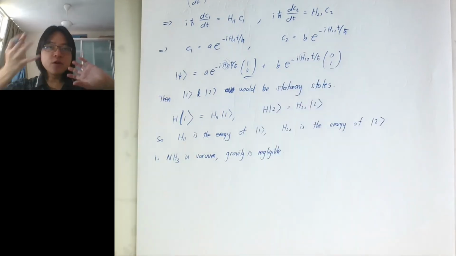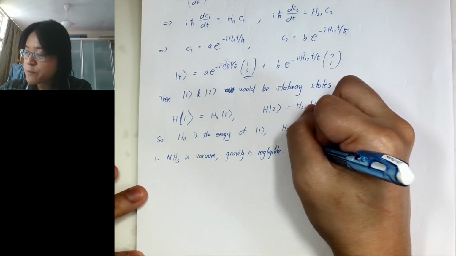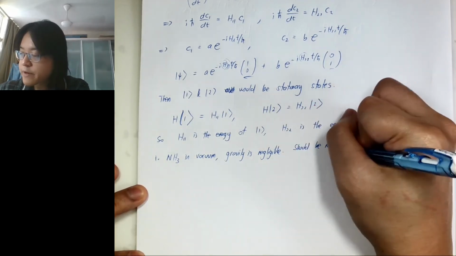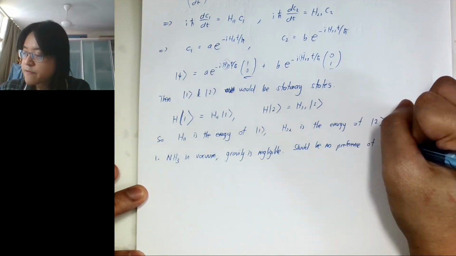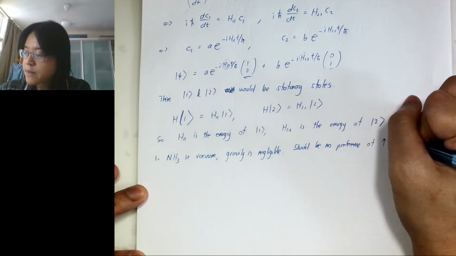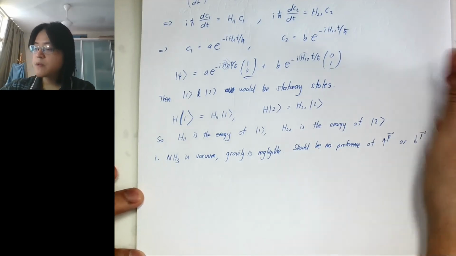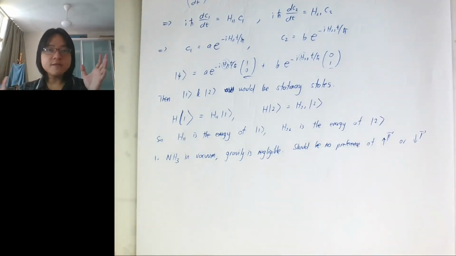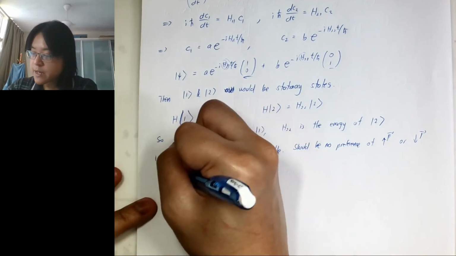So there should be no difference between up or down, right? So there should be no preference of the up arrow for the dipole moment or the down arrow for the dipole moment. I'm saying that in vacuum, these two states should have the same energy.